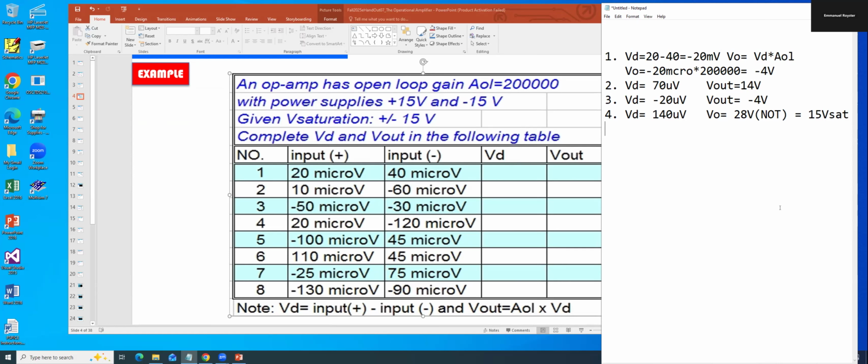Okay, yeah. Number 5. Minus 100 minus 45. That means minus 145. That's minus 145 microvolts times 200,000.